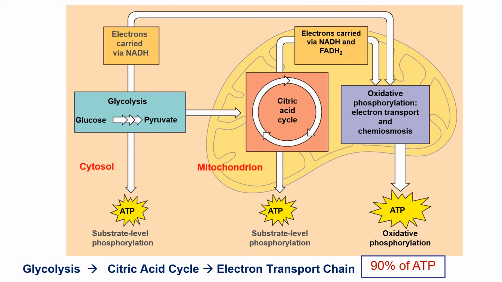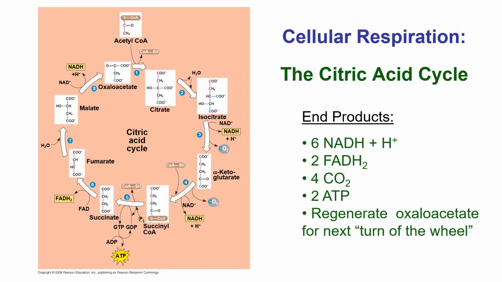The citric acid cycle doesn't generate very much ATP. Instead, it generates quite a few electron carriers that are going to be transferred to the electron transport chain. The electron transport chain will generate 90% of the ATP we get out of each sugar molecule. Again, I don't want you to know the names of the intermediates or the enzymes involved, but I do want you to know what's coming in to the citric acid cycle and what's leaving, what's being produced.